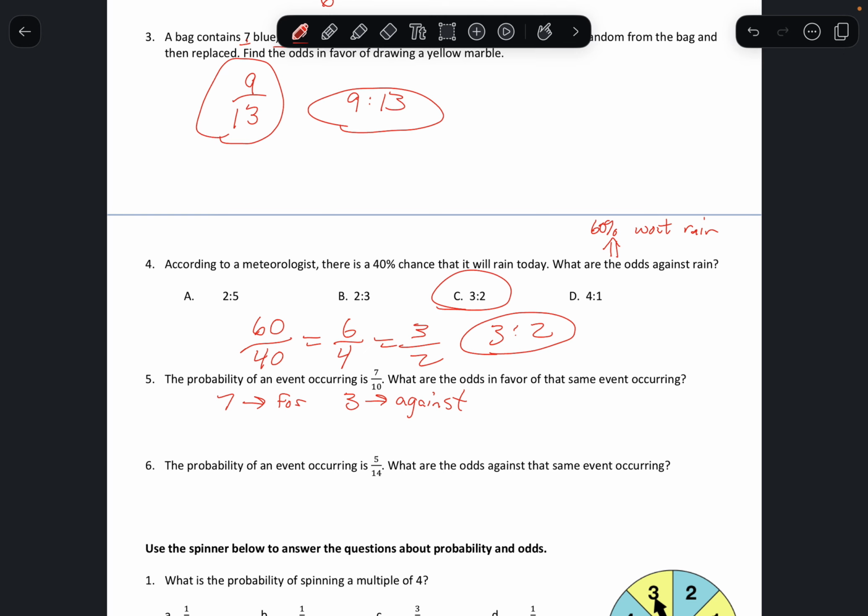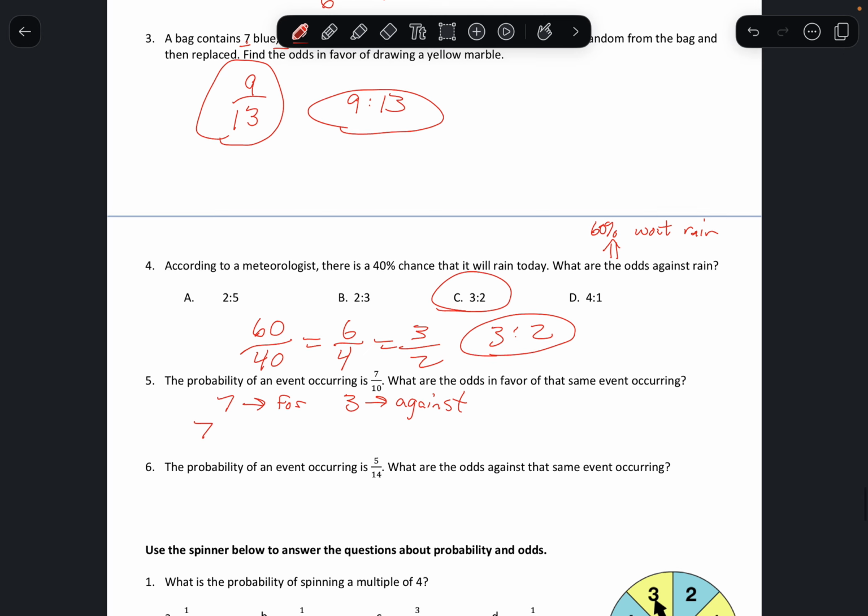So the odds in favor of that happening would be 7, instead of 7 out of 10, I've got 7 for, and we're comparing it to the against, or the opposite. So it would be 7 over 3, not 7 out of 10, which is equal to 7 to 3. That does not reduce, so we can leave it like that.